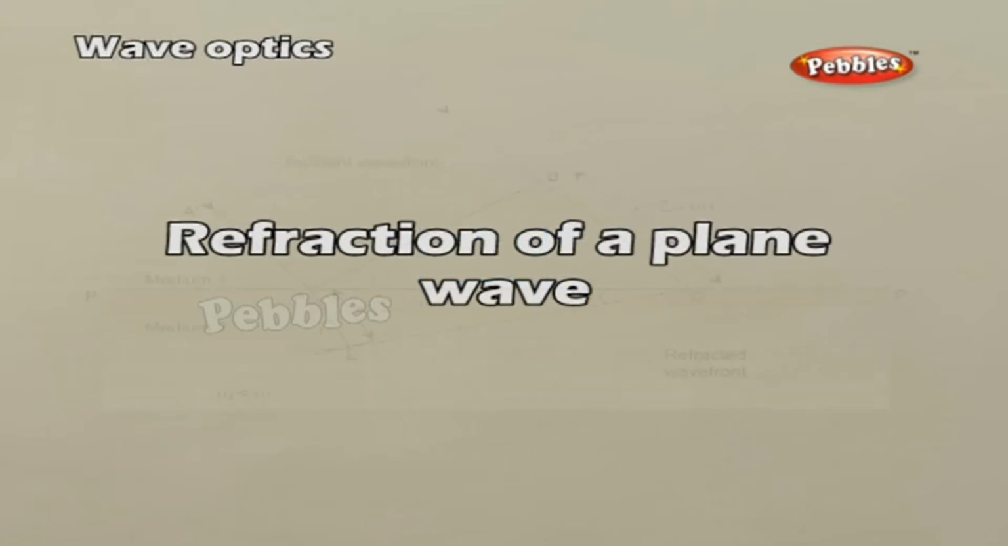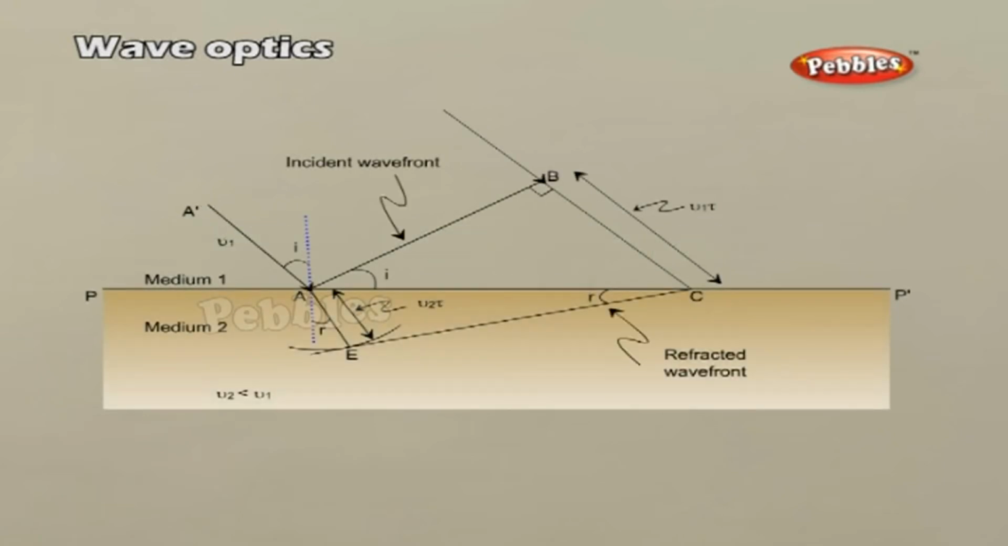Refraction of a plane wave. Let P dash represent the surface separating medium 1 and medium 2 as shown in the figure. Let V1 and V2 represent the speed of light in medium 1 and medium 2 respectively. We assume a plane wavefront AB propagating in the direction A-A incident on the interface at an angle I as shown in the figure. Let tau be the time taken by the wavefront to travel the distance BC. Thus, BC equals V1 tau.